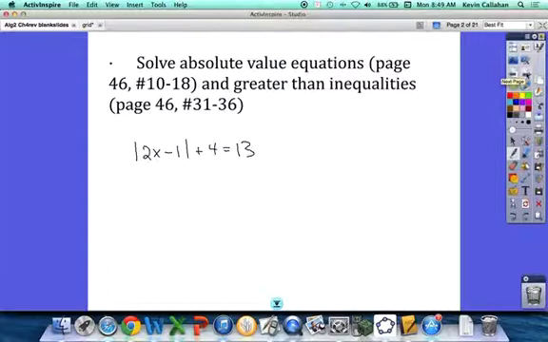So the study guide is more than just the page and problem numbers. It's telling you what you're supposed to be getting out of that too. Like this one, it'll say, solve the absolute value equation, be able to solve absolute value equations and greater than inequalities. Greater, they should have said greater than absolute value.